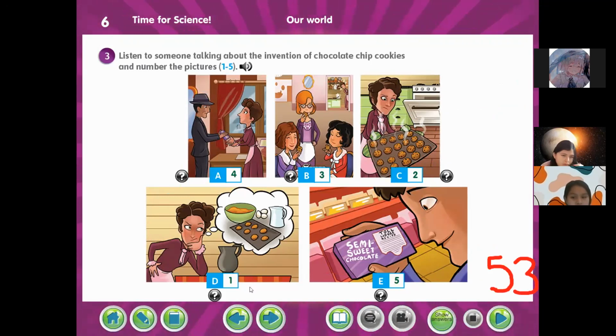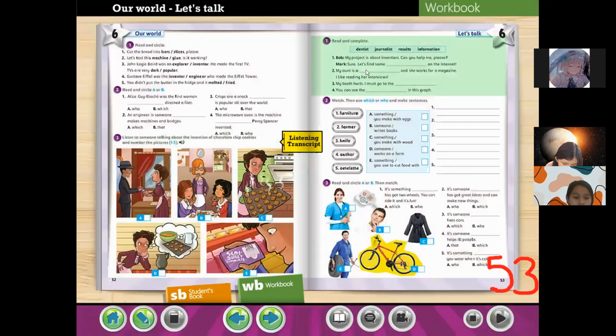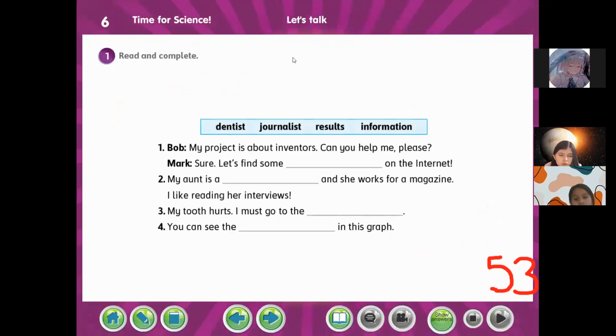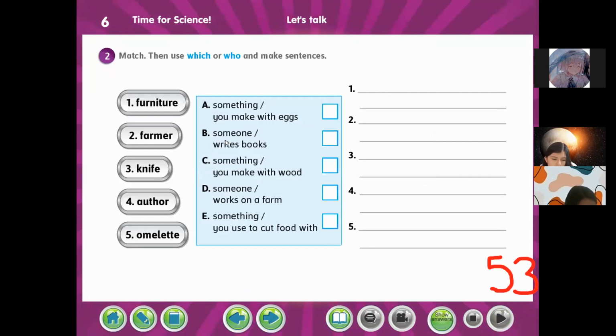I suppose you finished, because only numbers 1, 2, 3, 4, 5. Page 53. Activity 1, my friends, is for you. It's not for the teacher. It's only vocabulary words: dentist, journalist, results, information. For example, my project is about inventors. Can you help me, please? Sure, let's find some information on the internet. Yes, you need some information about inventors. But this activity is for you, okay? With the teacher, activity 2 and activity 3.